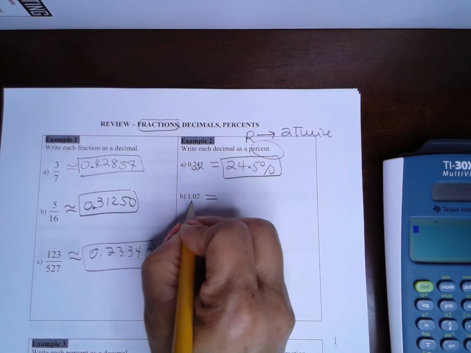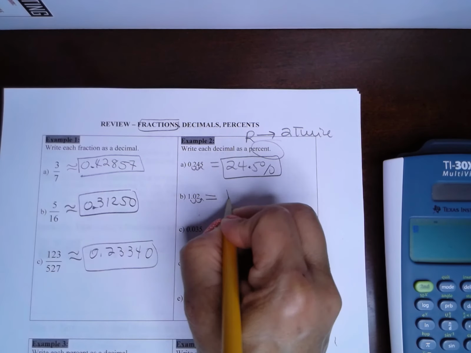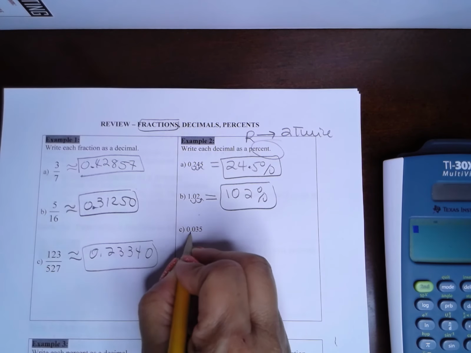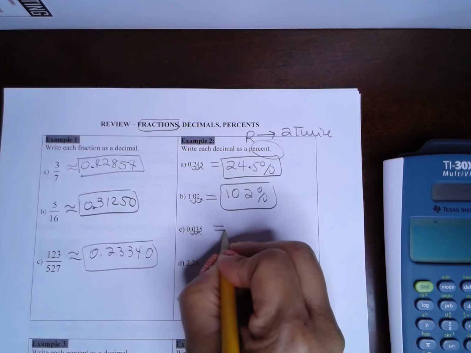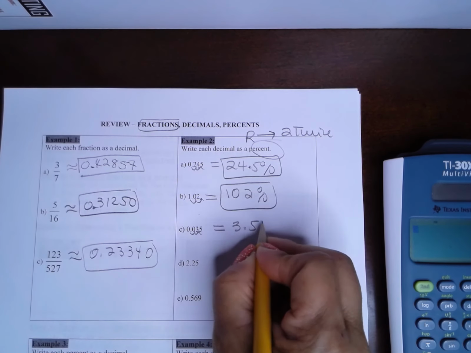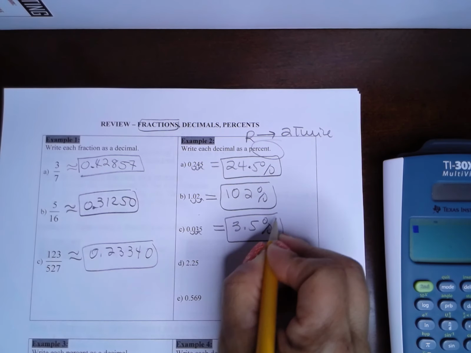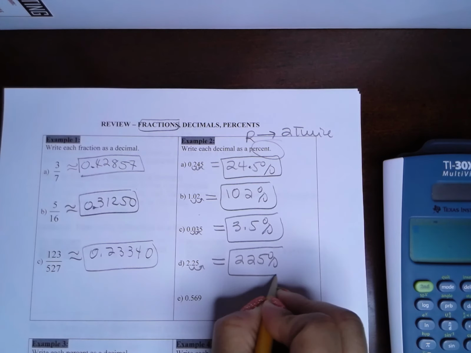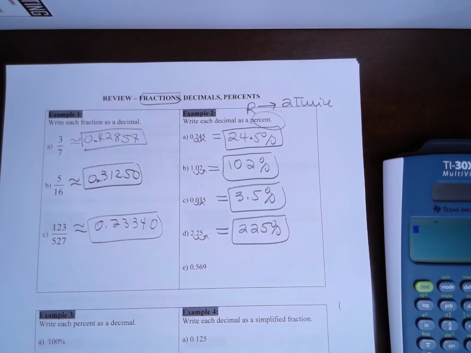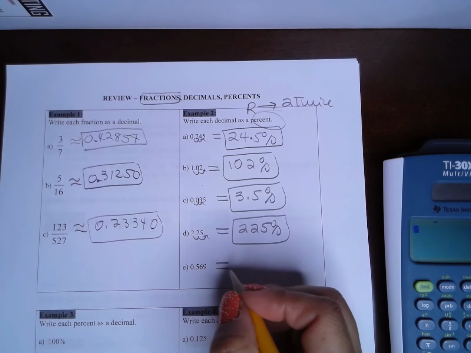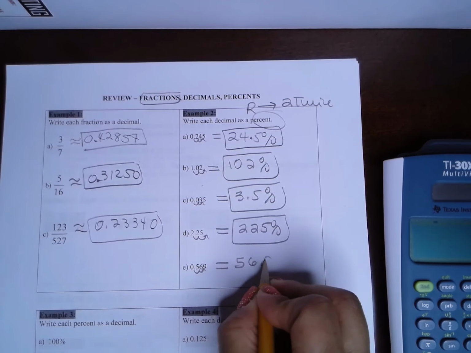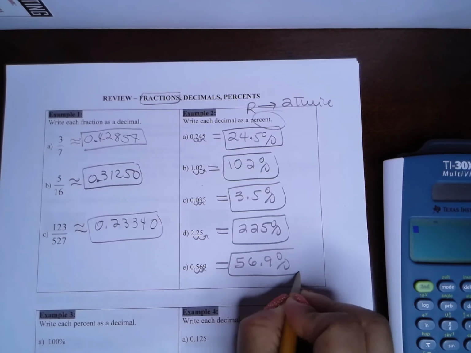The next one, 1.02, move the decimal point over 2. This is going to be 102%. This one, moving over twice, is going to be 3.5%. The next one is 225%. So make sure you write the percent. Insert the percent sign because it's asking you to convert to a percent. So this one, move the decimal point over twice, 56.9%. And that's it, okay?